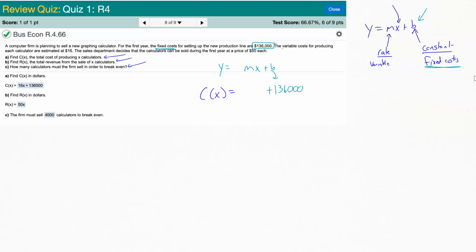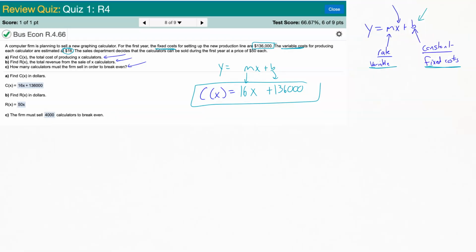The variable cost, they're telling us, is estimated at $16 a calculator. So the variable cost, that's our rate. That changes depending upon how many we sell. That's our slope right now. So our slope here would be 16x. So that'll be our cost equation right there.